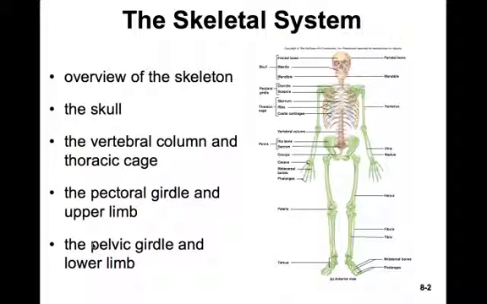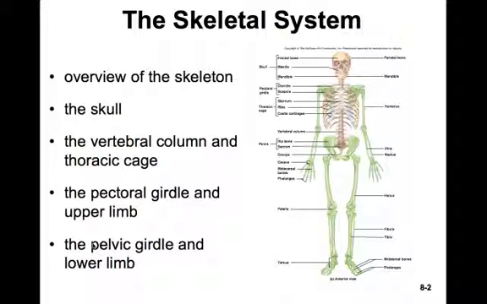The skull is very complicated and it can certainly feel really overwhelming, but I want to caution you to just breathe and take some time. We're going to learn a lot of different features in the skull. Then when we move into the vertebral column and thoracic cage, things will become a little bit less overwhelming. The pectoral girdle and the upper limbs, and then we'll look at the pelvic girdle and lower limbs. After the skull, those should seem pretty simple.